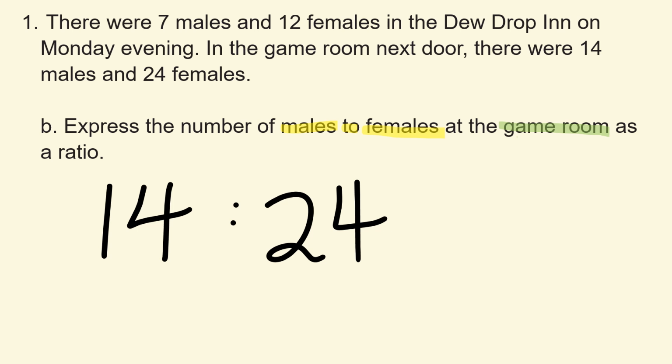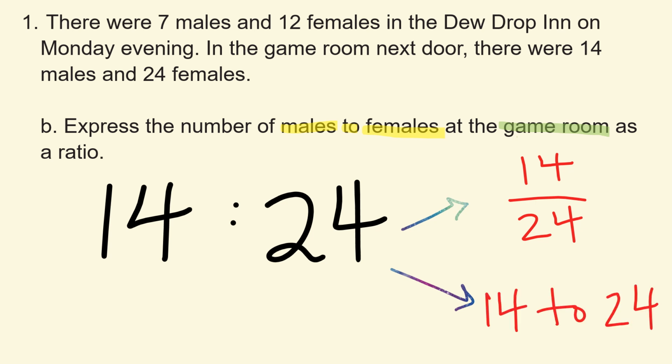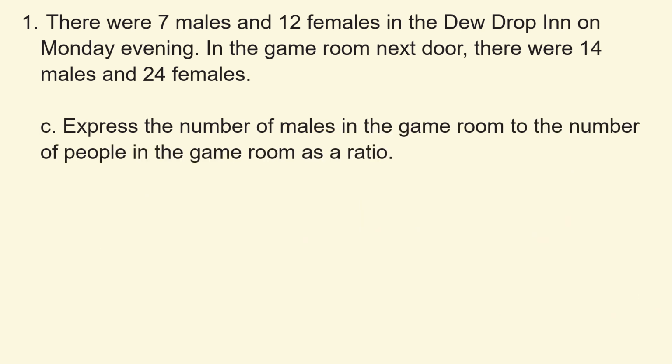14:24. We could write this 2 other ways. We can write it as a fraction. You do not need to simplify. It wouldn't be wrong to simplify, but you just don't have to. And then the other method that we could use to write the ratio is 14 to 24.